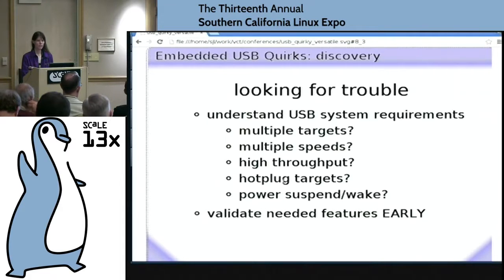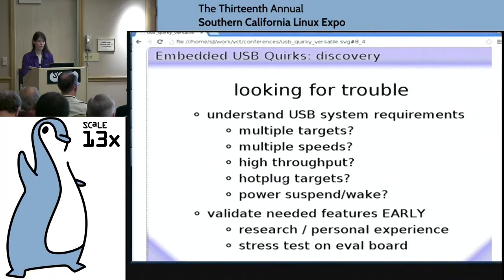So, the big lesson from the field is that you want to validate your needed features early. And the validation can be a combination of researching to see what other people have done with your USB host. Like, say you're on a common platform. Say you're on a Beaglebone. Say you're on a Minnow board. Say you're on a Raspberry Pi. It's pretty well documented what does and does not work on those common platforms.